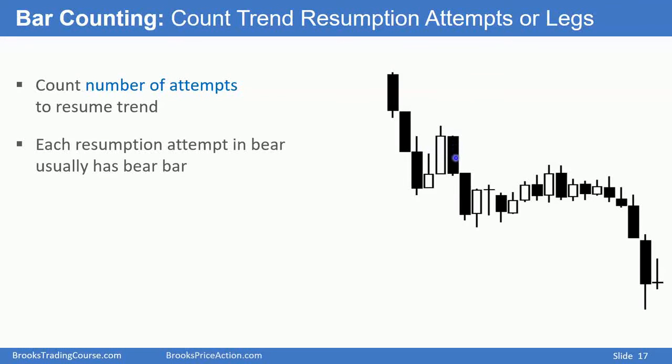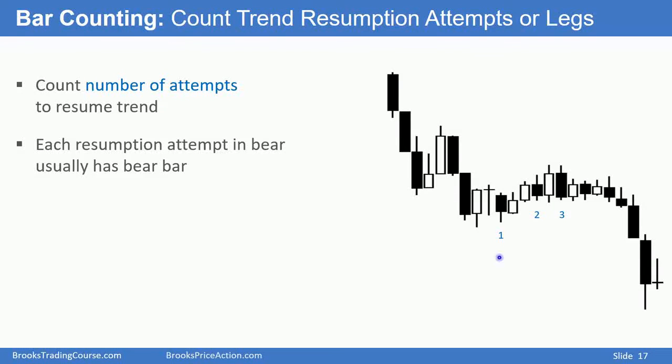Each attempt at resumption in a bear trend usually has a bear bar. So we got a pullback and then a bear bar. We have a pullback and then a bear bar. Bear trend trying to resume, successfully resuming. So the bear bars are the attempts at trend resumption, down. So we tried to resume here, here, and here. We pulled back once, pulled back twice, pulled back 3 times. So this, in fact, is a wedge bear flag.